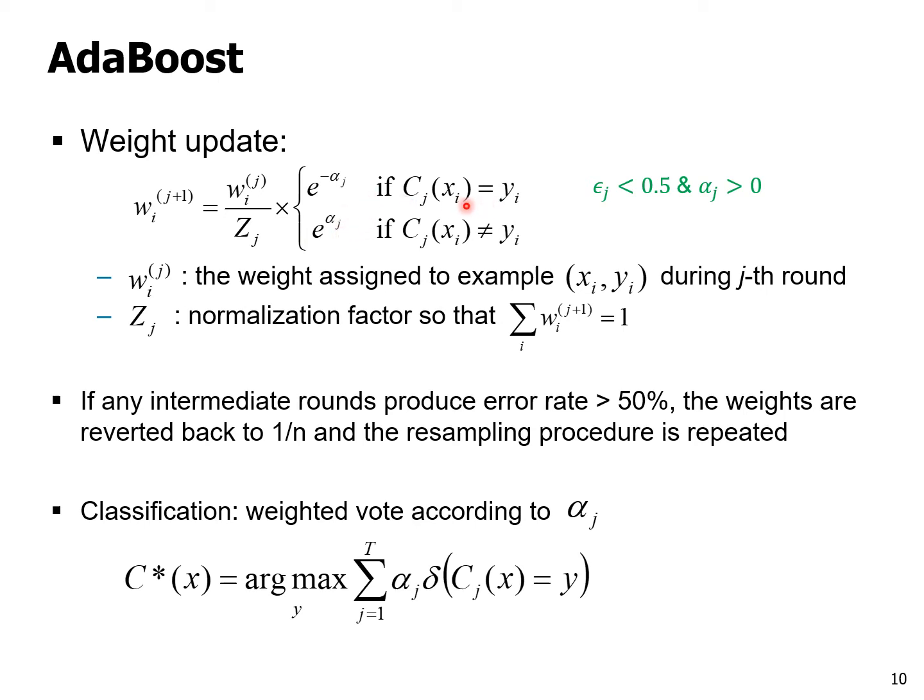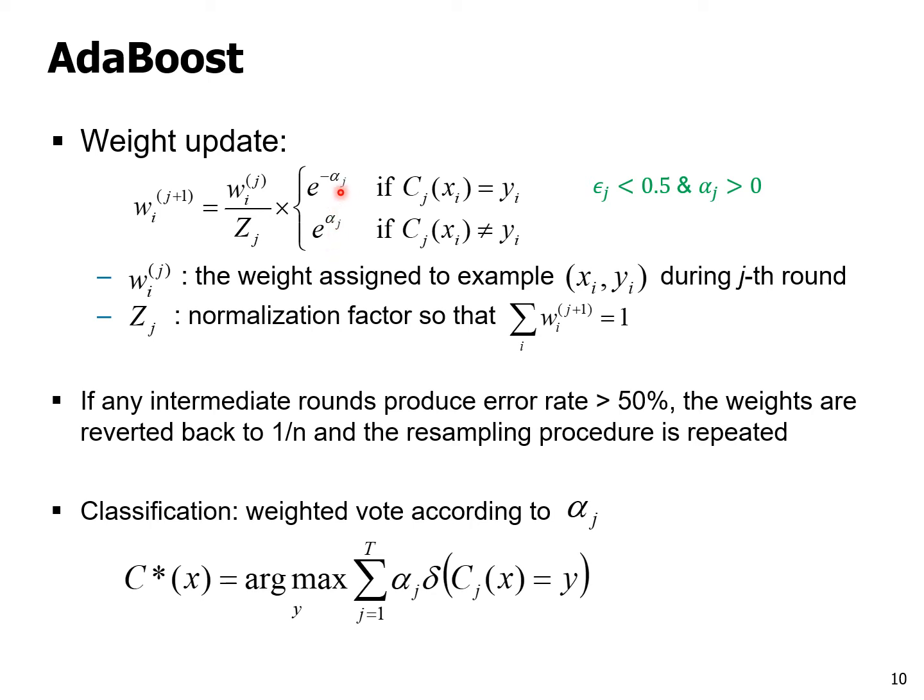If this is the prediction made by classifier j, and the prediction is equal to the target value, this means there is no error. This is the correct answer, right? So if the answer is correct, then this one is multiplied by this. On the other hand, if the prediction is not equal to the target value, this is an error, right? So if an error happens, this one is multiplied by this.